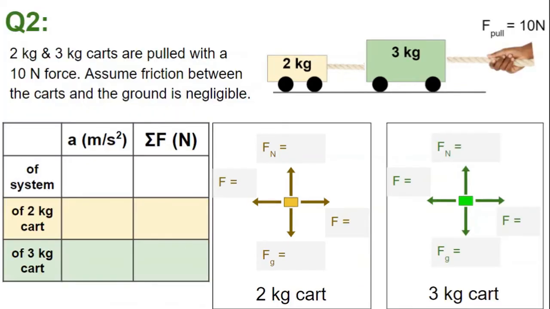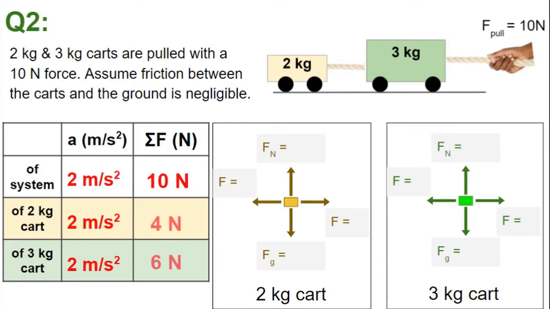As we solve for this system, we notice that the system as a whole will behave as the last two examples. The net force will be 10 newtons and the overall acceleration will be 2 meters per second squared. Each cart will also still be accelerating at 2 meters per second squared. That actually gives us the same net force on each cart as we had in the previous example.